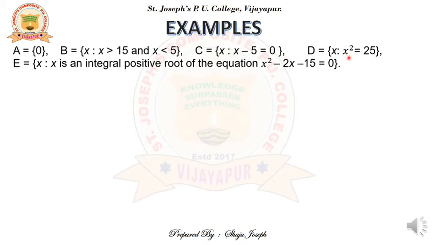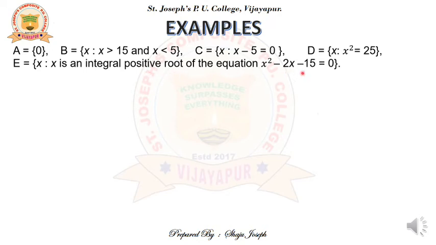D, it's a square equation. So quadratic equations always have two answers. The two answers are plus 5 and minus 5, by taking roots on both sides. And the last set here, E, is x, the integral positive root of the equation. If you factorize this, you will get two answers, plus 5 and minus 3. However, it is put that it is the positive root, so you will consider only plus 5.